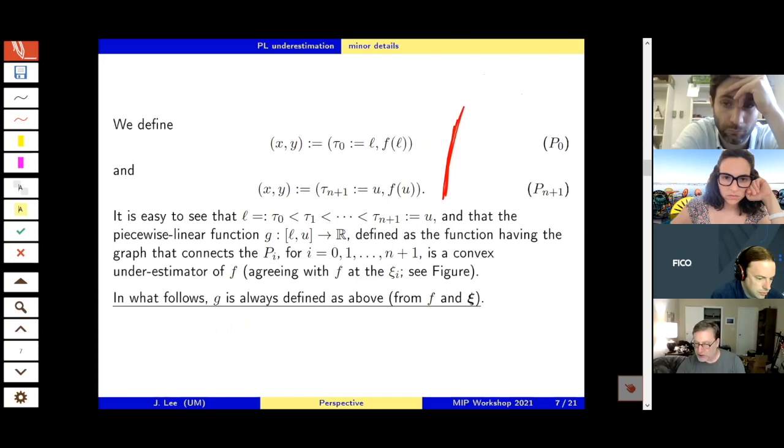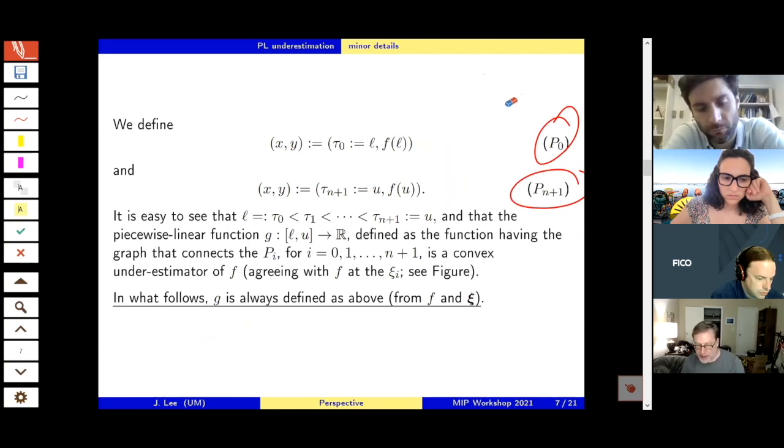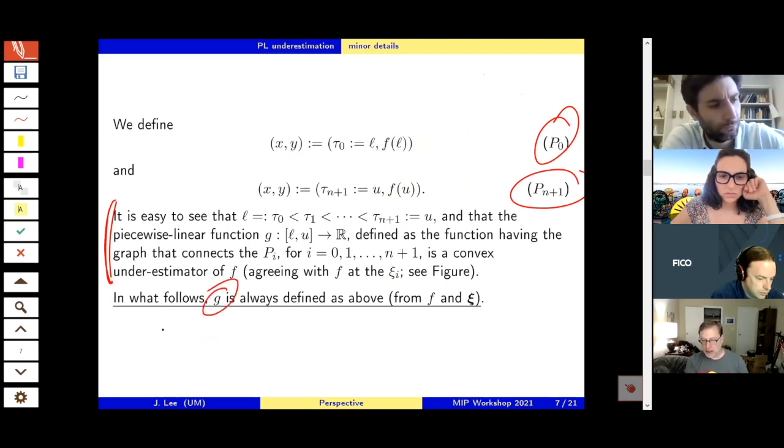Just a little notation. So I call p0 the linearization point at the left, and pn plus 1 the linearization point at the right. All of this I said already. Yeah, and what follows, you're going to see a function g, and g always means this piecewise linear function. So if I give you a function f and I say take it to g, I mean the piecewise linearization. It depends, of course, on the function f, but also on the linearization points I chose. So the g always depends on the function and those linearization points. That's the vector of linearization points. So that's what g means.